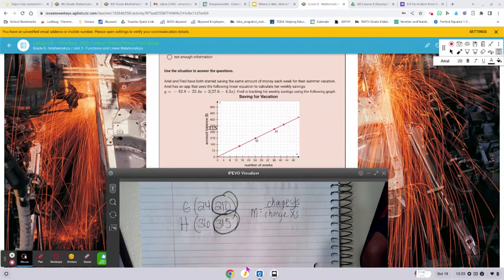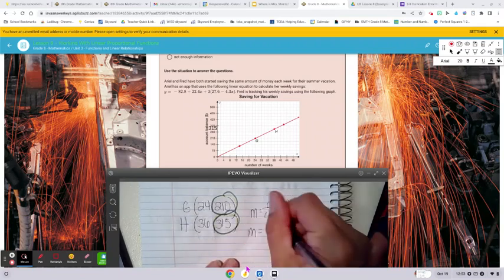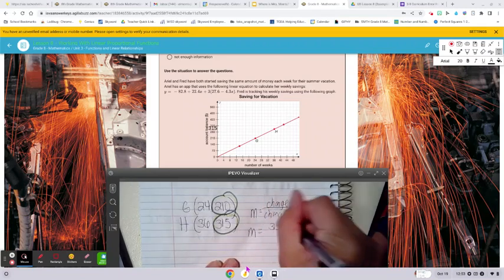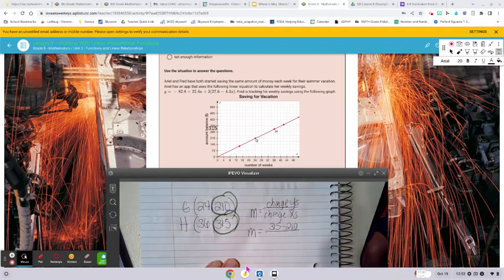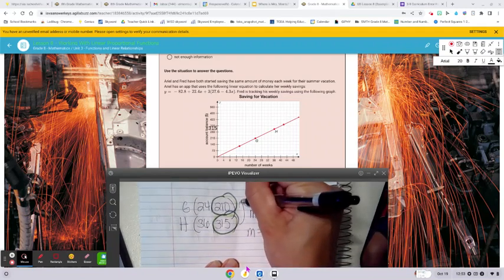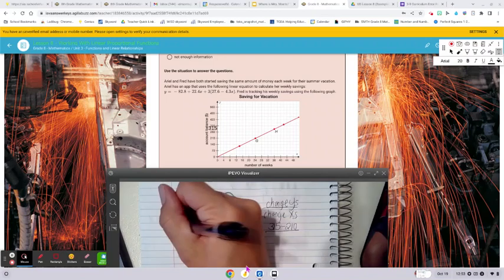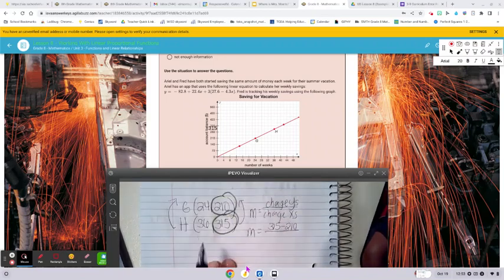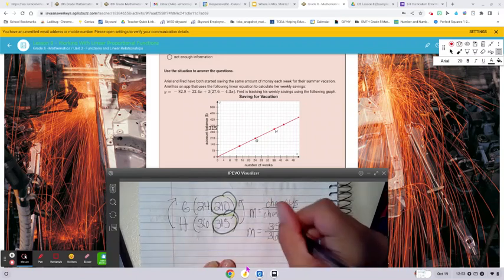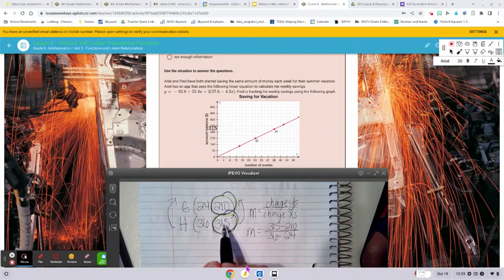So I need to subtract these. So I'm going to do 315 minus 210. Since I started with that one and subtracted, I need to be consistent and start with the 36 and subtract 24. Make sure you start in the same place. So I do bottom up, bottom up.